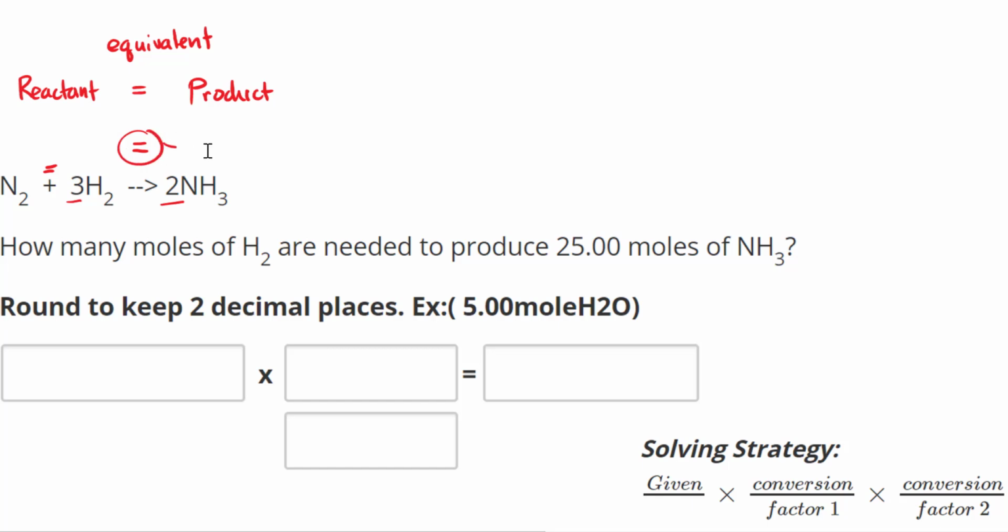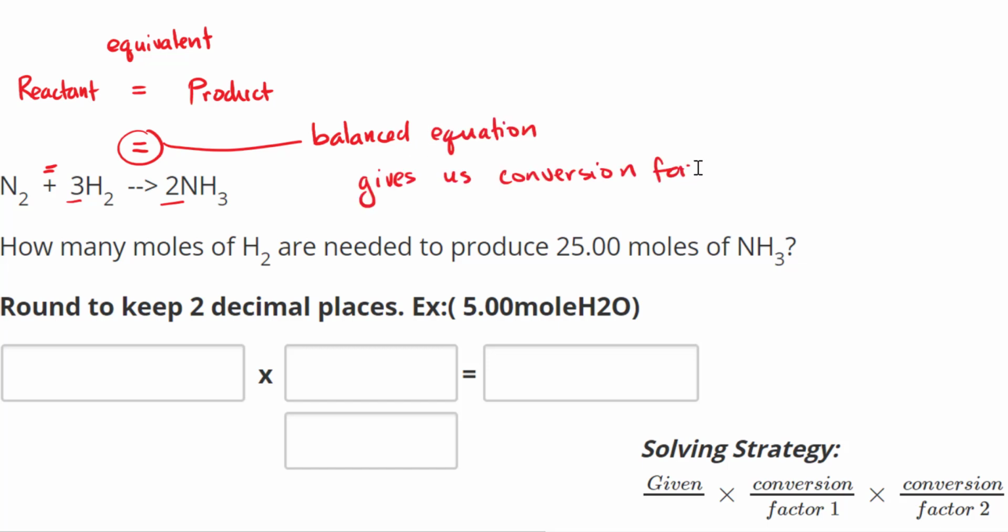So this equal sign right here, when we have a balanced chemical equation, gives us a conversion factor from a chemical equation. And the unit of measurement that we are going to use is the mole. So let's use mole to represent our conversion factor. We have 1 mole of nitrogen is equal to 3 moles of hydrogen is equal to 2 moles of ammonia, NH3. You see how that works? So that's the power of having a balanced chemical equation.